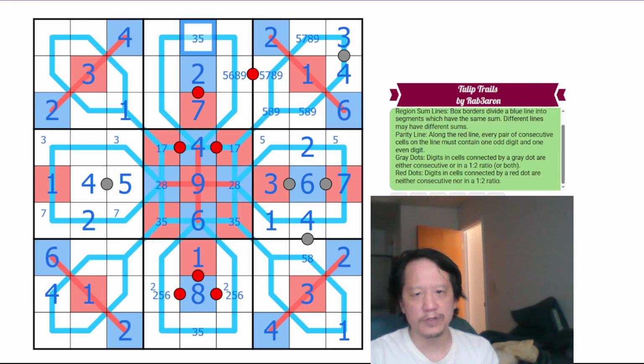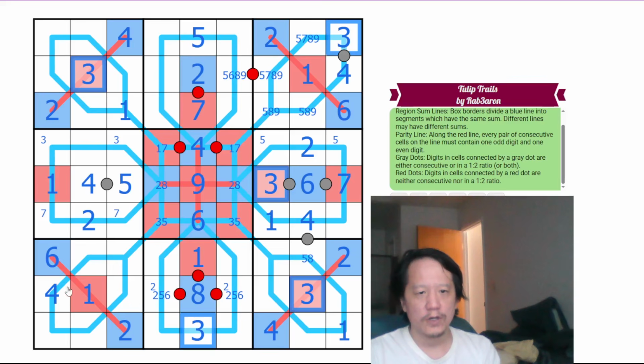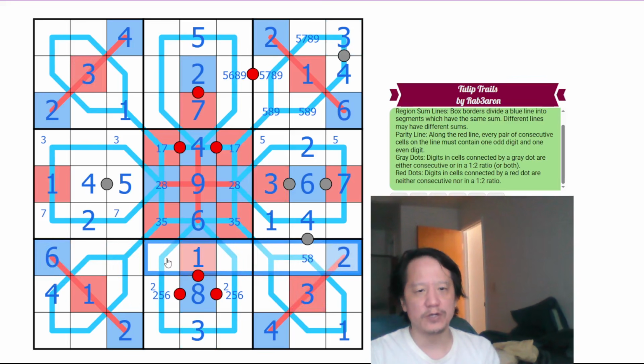3 eliminates 3 here, so it's 5, which makes this 3. 3 in row 7 cannot be here because of the 3s in the boxes. Can't be here because of the 3 in the column, so 3 is there. That eliminates 3 from being here, so 3 in row 4 has to be there.